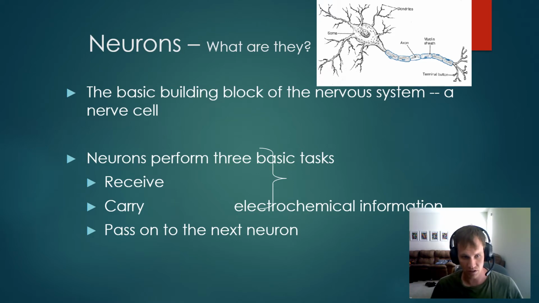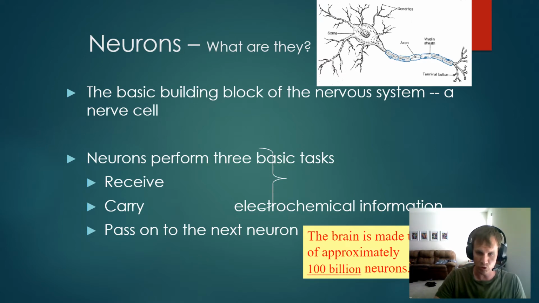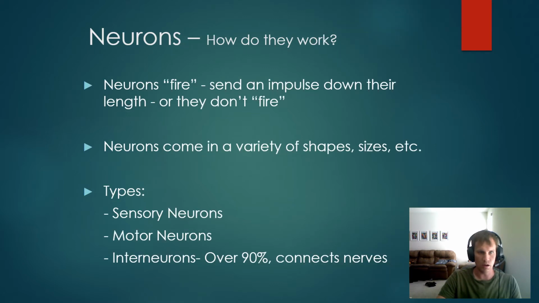Three main tasks of a neuron: to receive information, either through a stimulus or usually through other neurons, and then carry that electrical signal on to the next neuron. The brain itself is made up of over 100 billion neurons. So neurons are incredibly numerous. That's just in the brain. There are also, of course, countless others in the rest of the body. So they are very, very important and numerous cells in our bodies.